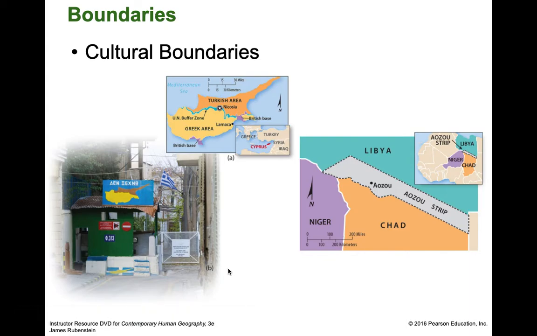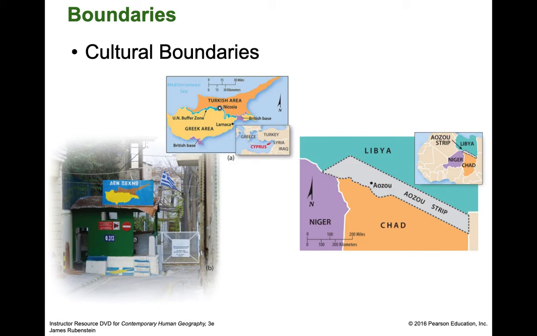There's also the Aozou Strip, going back to geometric boundaries. This geometric boundary was among the boundaries between Algeria, Libya, and Egypt, and Mali, Nigeria, Chad, and Sudan. But later it became Chad and Libya, a straight line that was drawn across the desert by the French and British to separate the French colonies in Africa from British colonies.